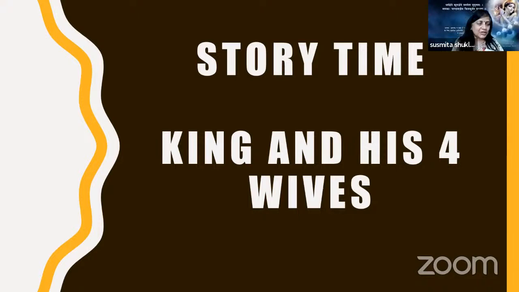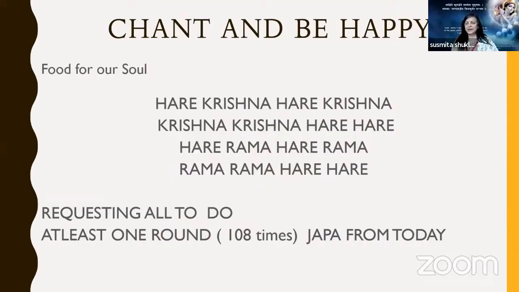Because it is a part of Krishna, we should hear more about Krishna, read more about Krishna, dance for Krishna, sing for Krishna, chant for Krishna, and pray to Krishna. When we do all these things, the bond that we have with Krishna is strengthening day by day, and then he will take care of us. So this is the king and his 4 wives, which is true for all of us. I would request all of you, let us start giving food for our soul.